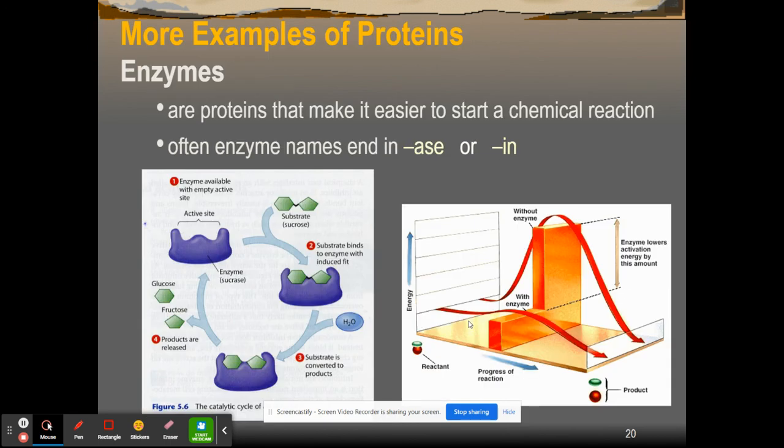And then again, examples of proteins, enzymes, so important. And I really like this graphic over here. If you take a look at this graphic, if you have a chemical reaction, it usually takes quite a bit of energy to get it started. So using an enzyme, it's kind of like pouring lighter fluid on a campfire. It helps everything start and react much, much easier. So with no enzyme, you've got to put in a lot of energy to get the same reaction. If you have an enzyme, you don't have to put much energy in at all to get that to go.